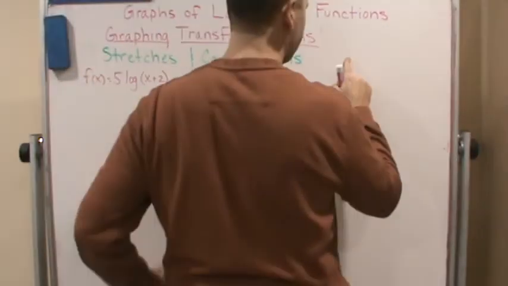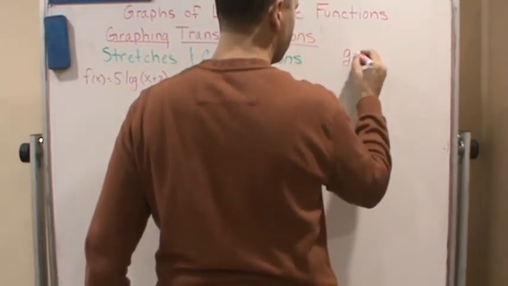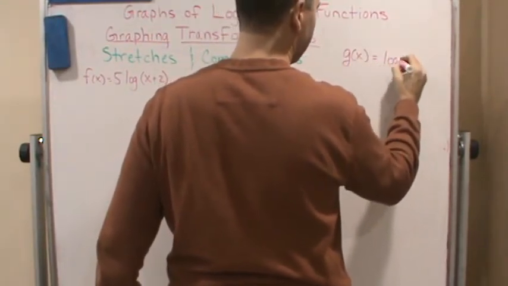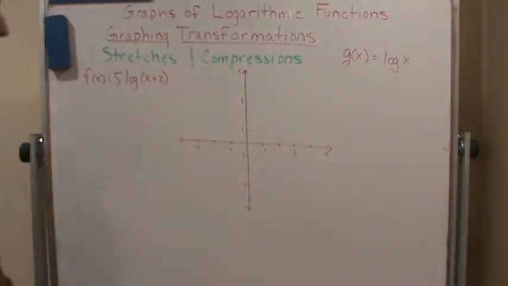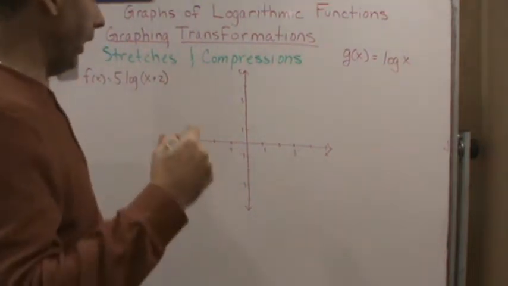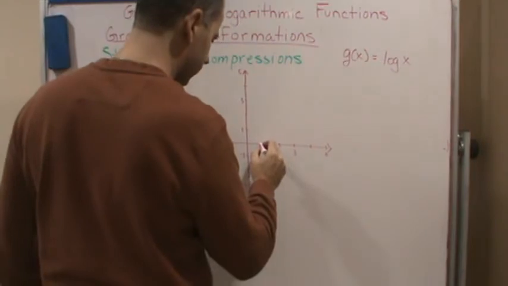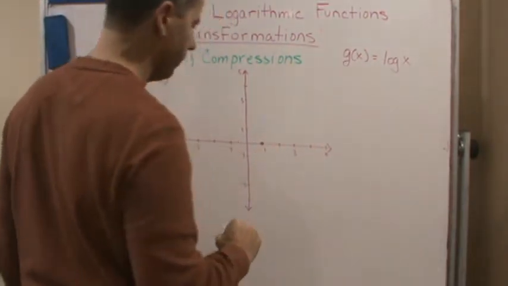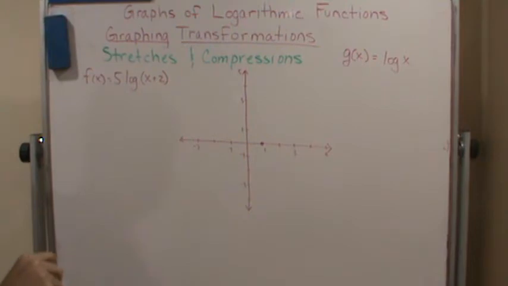So the parent function here, let's call it g of x equal to log x, so it's the common log. We know how this is going to behave. It's going to go through 1, 0. It's also going to go through 10, 1, because remember, the base b is 10.